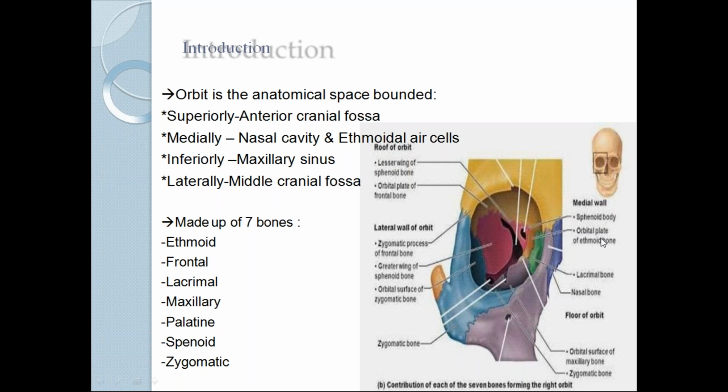In this image you can see this is the floor of the orbit. This part will be the apex of the orbit where I have kept the arrow mark. This is the roof of the orbit. This is the medial wall. This is the lateral wall. And there will be superior and inferior walls also.